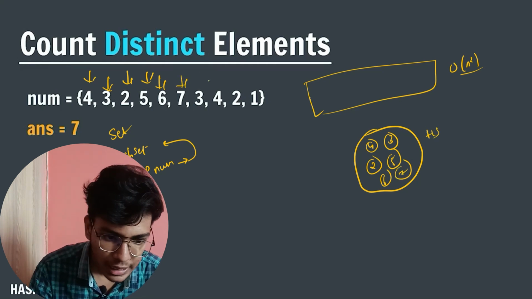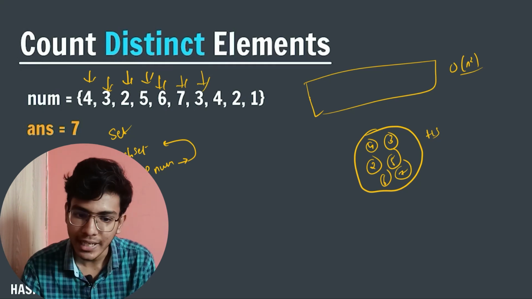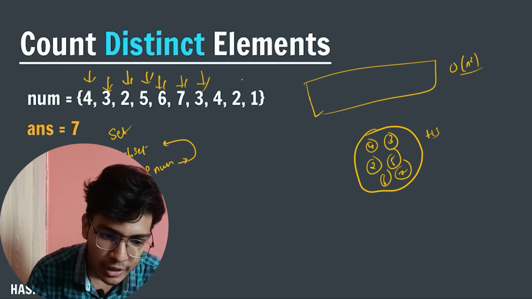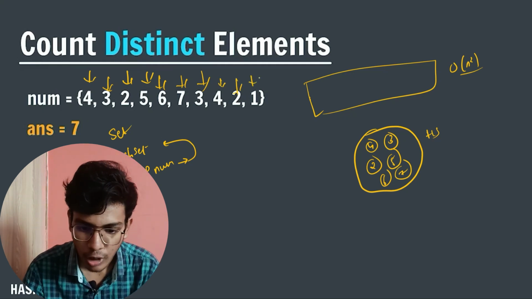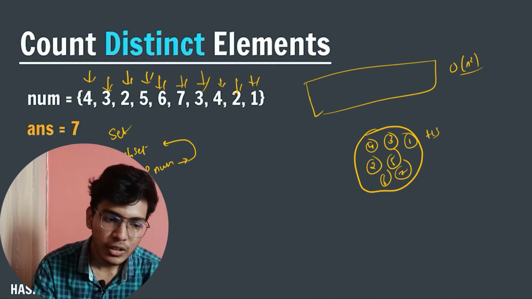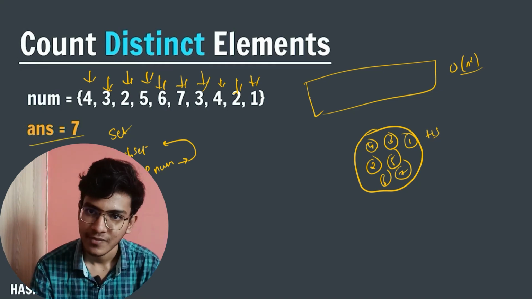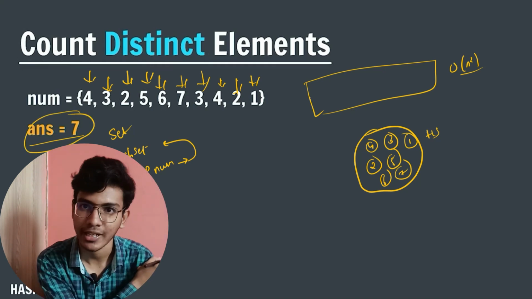Now I will come to 3. 3 is already present in my hash set and I know that I can't create duplicates, so I will iterate to the next element. 4 is already present, 2 is already present, 1 is not present, so I will add 1. Now the third step is to tell how many unique elements there are. When I dry run, I got the answer 7, right?